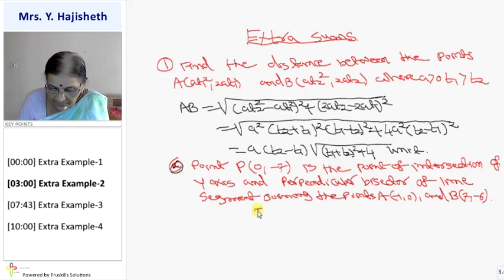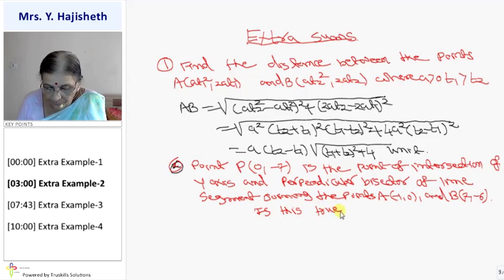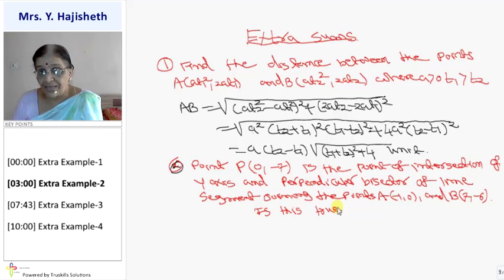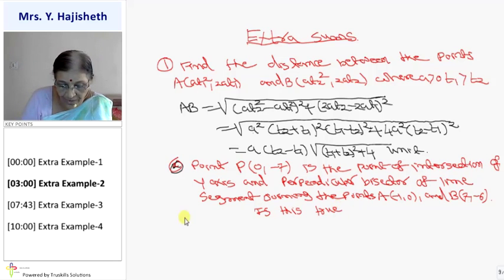Is this true? This is a point of intersection of the y-axis and the perpendicular bisector of the line segment joining this. Is it true? Now if P is a point of intersection of the y-axis and the perpendicular bisector of the line segment joining the points A and B, then it is a point on the perpendicular bisector of AB, so it should be equidistant from A and B both. So if I am getting AP is equal to PB, then I can say this is true. If AP is not BP, then I can say this is not true.